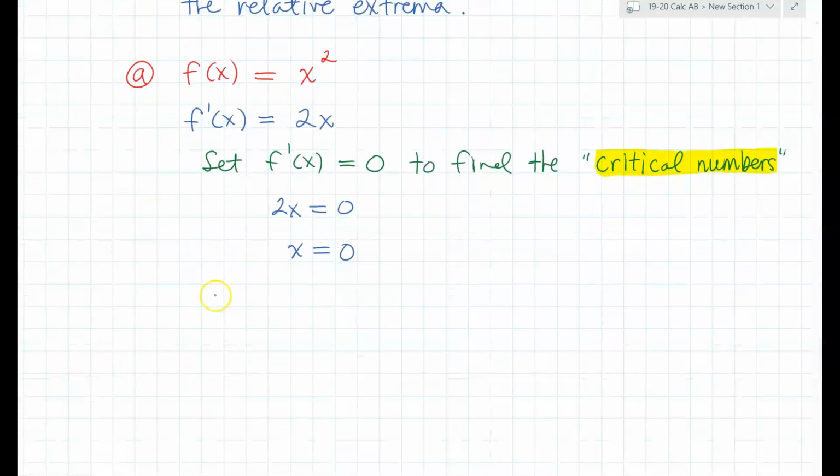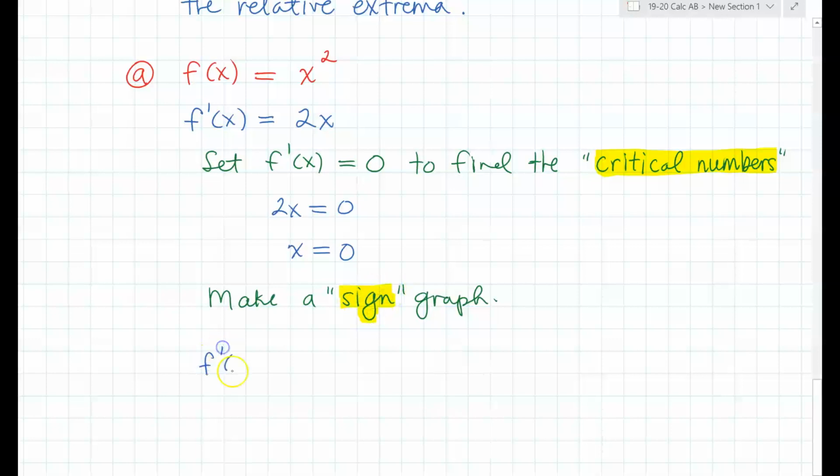I'm going to put it in green. Make a sign graph. Now, I don't mean sine as in S-I-N-E, okay? I mean S-I-G-N. This is what a sign graph looks like. You're going to get f prime of x, because we're doing a sign graph for f prime of x. You're going to do a little number line, and on that number line, you're going to label your critical number. I usually just put it in the middle. Sometimes you have many critical numbers, so just space them out.